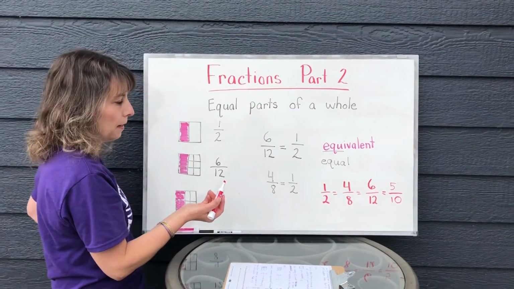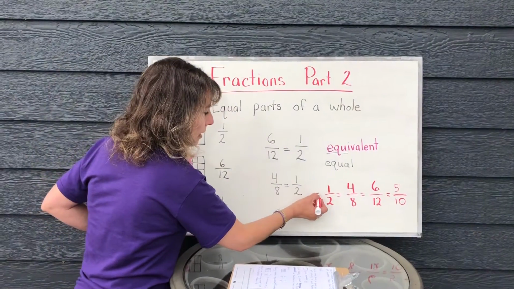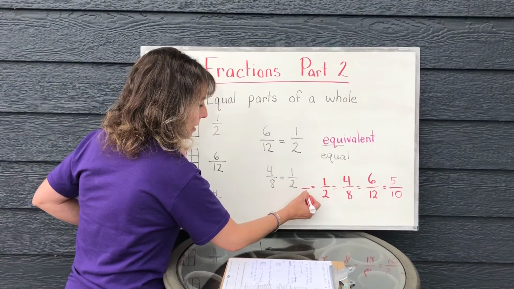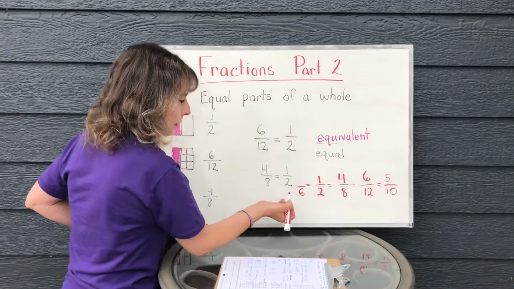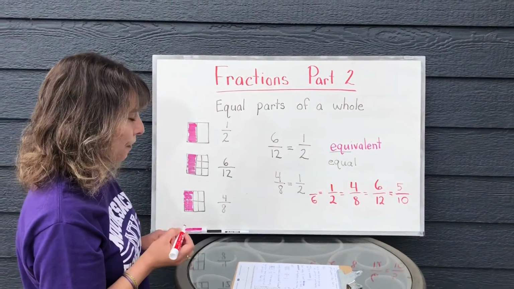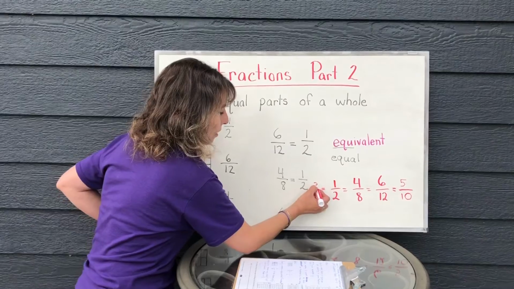Let's try another one. What if I did, how about 6 on the bottom? What would be half of 6? 3.